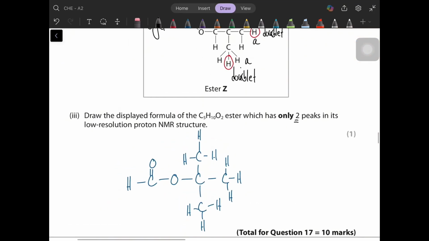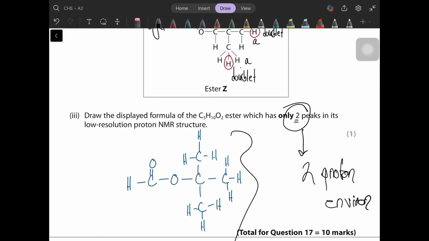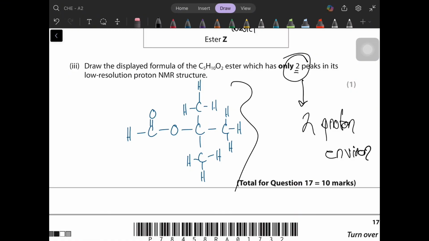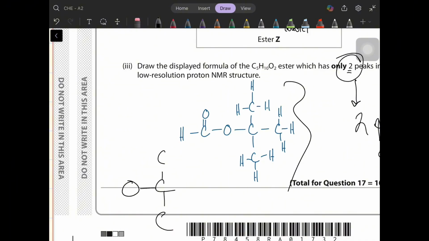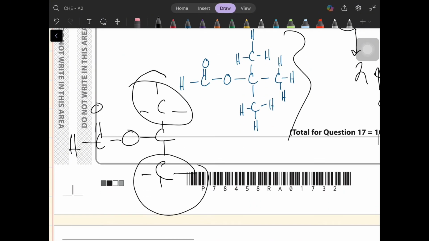Draw the structural formula of an ester with the formula C5H10O2 which only has two peaks, right? Only two peaks means that there are two proton environments. So the structure that has two proton environments is going to be this thing. Whenever you see two proton environments, the first thing is that you make up something that has a cyclical structure, right? So this COO and H, this has two proton environments. How? Because this thing and this thing are going to have the same proton environment, and this thing and this thing are going to have the same proton environment.